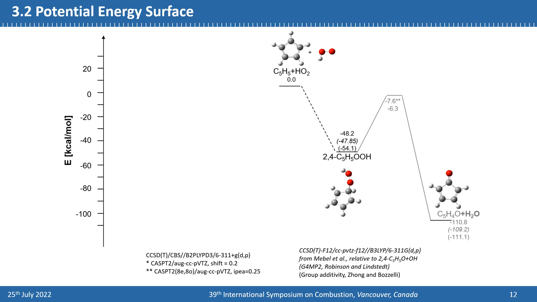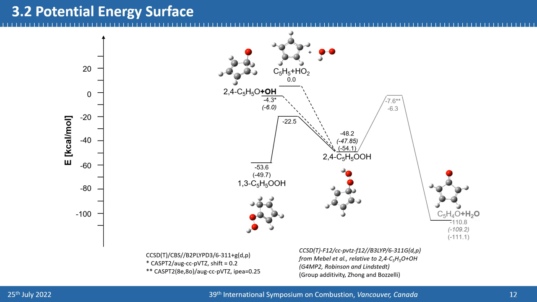However, the main reaction channel identified in literature was the OO bond fission to form the 2,4 C5H5O isomer plus the hydroxyl radical. However, we found that a much more favored pathway is the hydrogen transfer to form a different well, the 1,3 well, which can also undergo OO bond fission to form 1,3 C5H5O plus OH. Therefore, the competition between the first OO bond fission and the hydrogen transfer determines basically the product distribution.